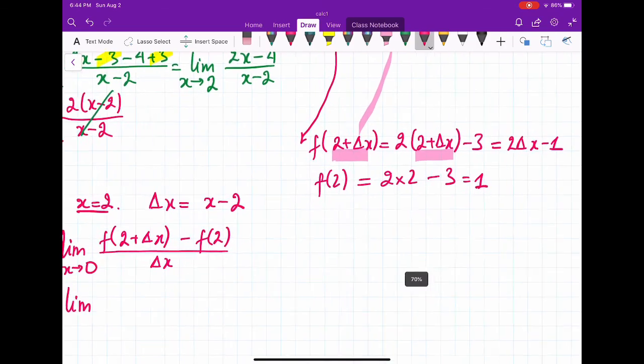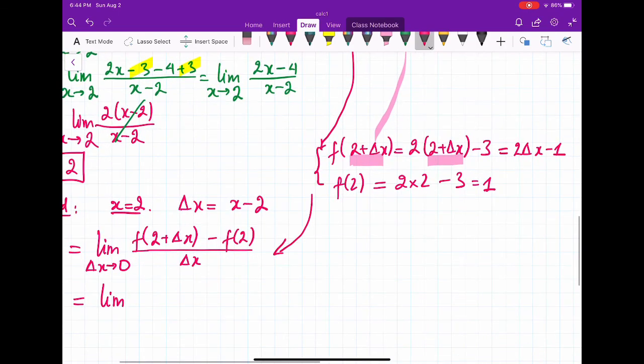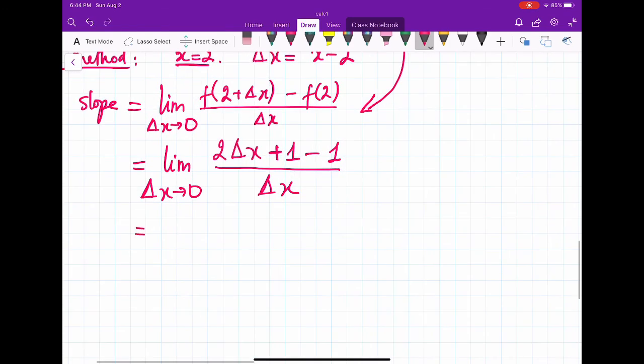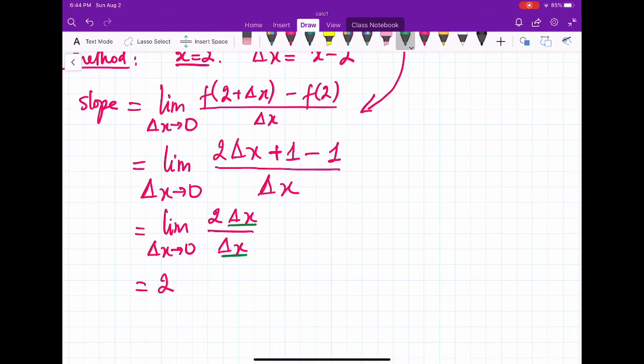So I plug these two values into this formula. I have the limit of 2 delta x minus 1, plus 1, sorry, here should be plus 1, divided by delta x, delta x approaches 0. You simplify the 1, and you have the limit of 2 delta x divided by delta x when delta x approaches 0. Again, this is 2, because delta x and delta x will be cancelled out.